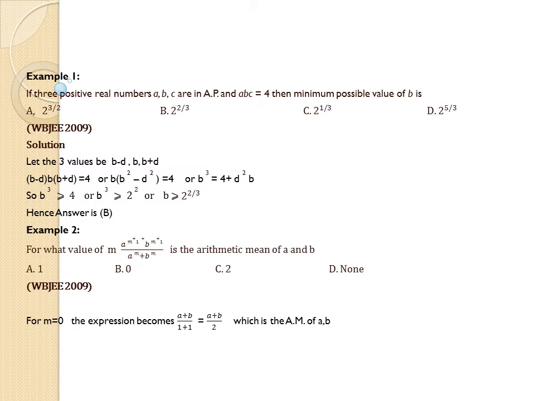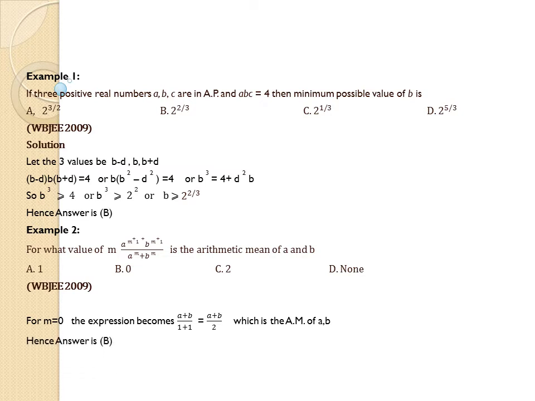For m equal to 0, the expression becomes a to the power 0 plus 1, that is a, plus b to the power 0 plus 1, that is b, divided by a to the power m. With m equal to 0, a to the power 0 equals 1, plus b to the power 0 equals 1, so 1 plus 1, that is 2. So it is (a plus b) by 2 that is coming. And (a plus b) by 2, I know, is the arithmetic mean of a and b.